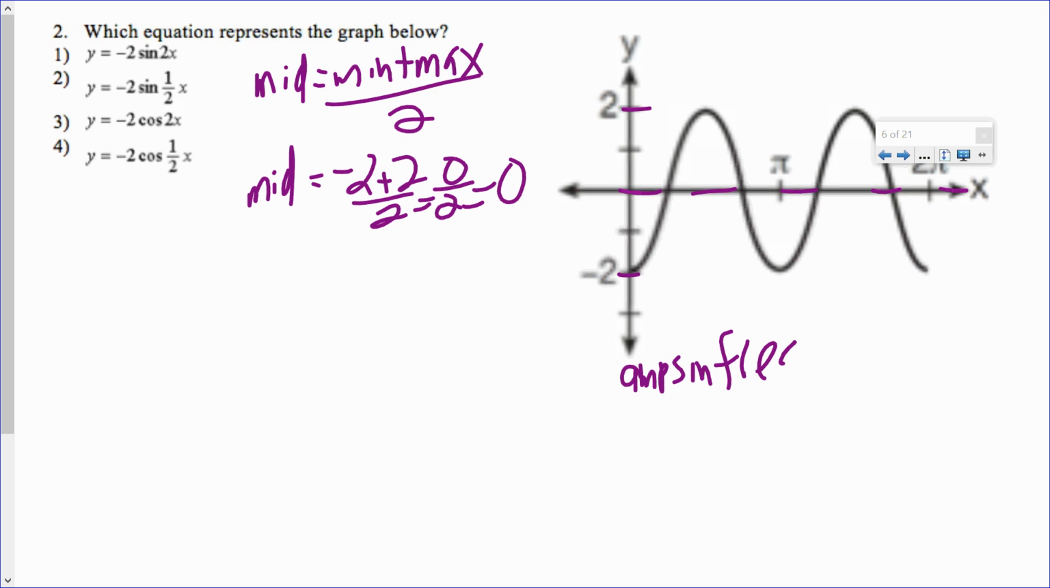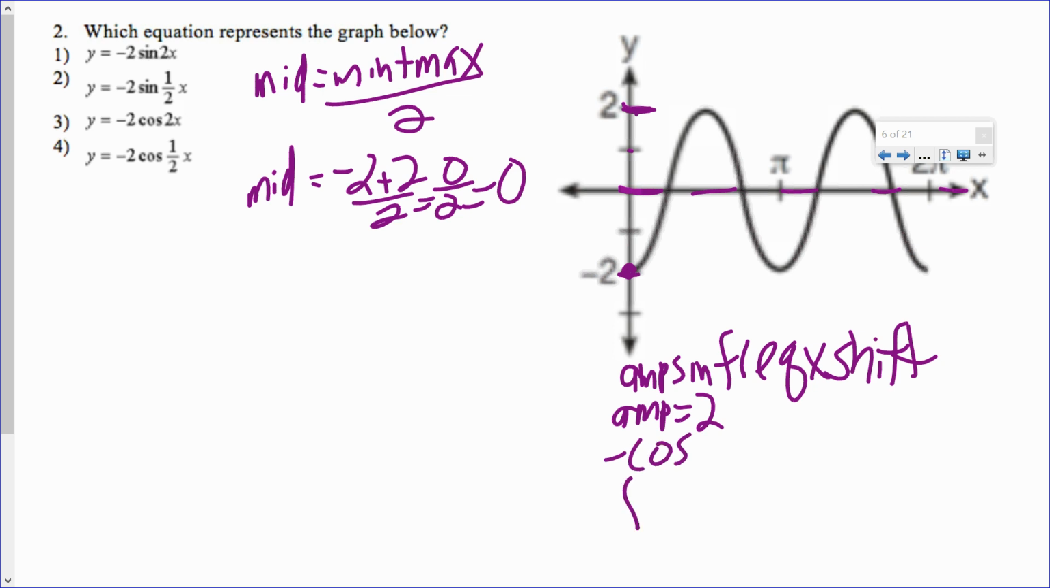Amp, sine, freq, x, shift. Amp is the distance from the midline to the max or the min. That's 2. Sine or cosine, positive or negative? Look where it starts. It starts at the min, so it's got to be a negative cosine.